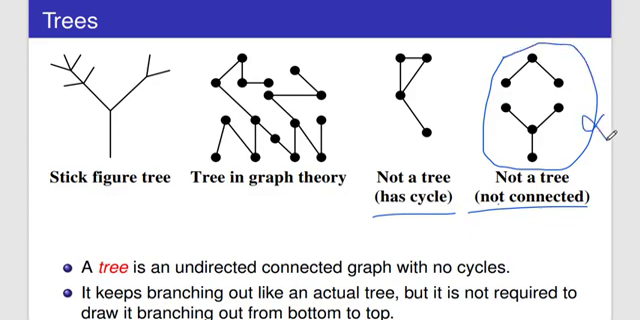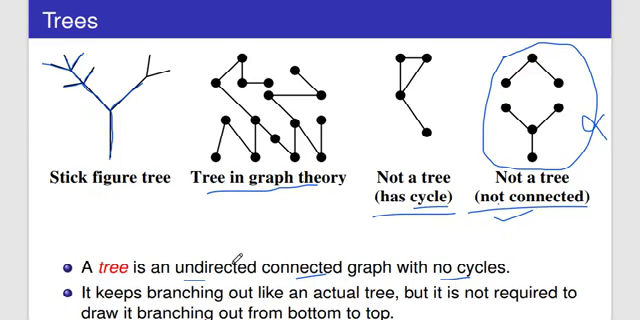As a simple tree, it means a parent, branches, and leaves, just like a stick figure tree, or if you want to draw it in graph theory, this is also a tree. A tree does not contain any cycle. A tree should be connected. So it's called a tree. A tree is an undirected connected graph with no cycle.